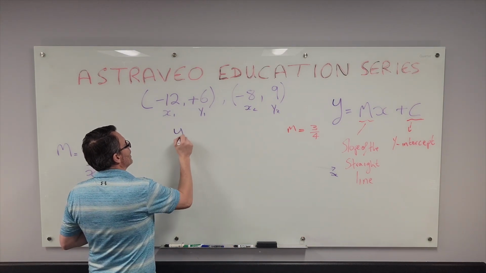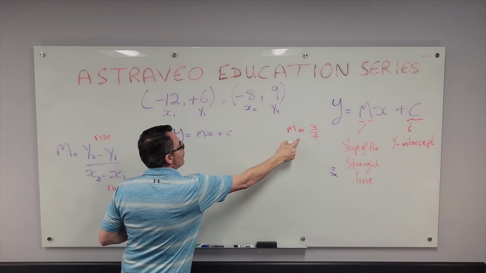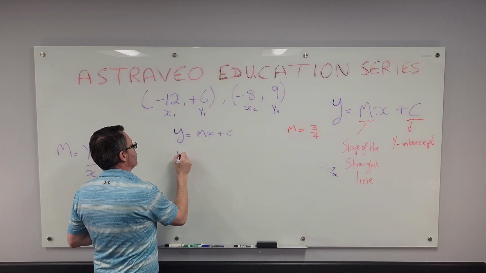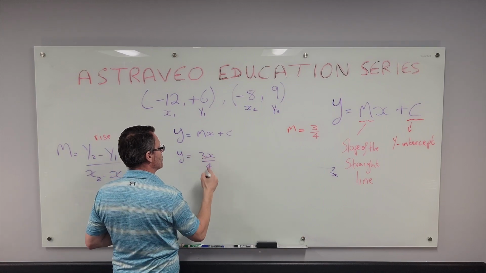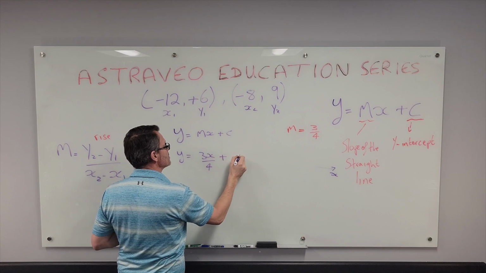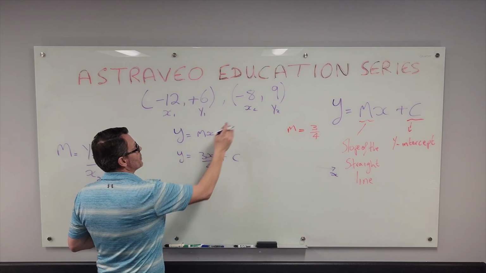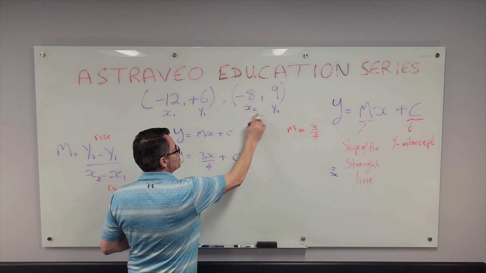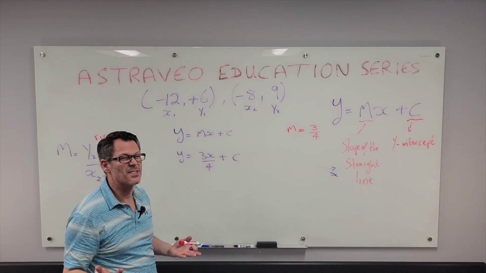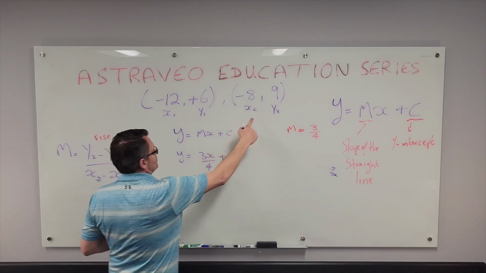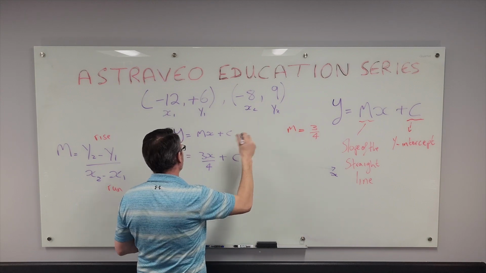So, y equals mx plus c. But we know m is 3/4. So y equals 3x divided by 4, there's the 3/4 for m, plus c. Now, these x's and y's are related, so I can use x1, y1 or x2, y2. It'll give the same answer. Just for convention, I tend to use y2 and x2. I don't know why, I just do.